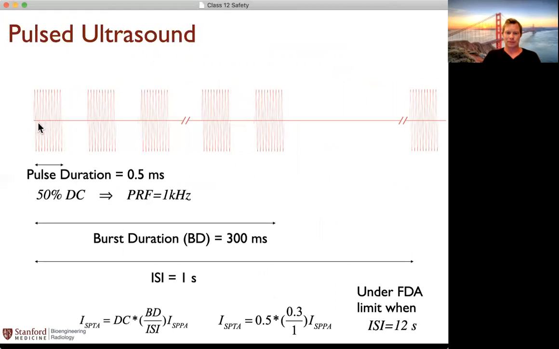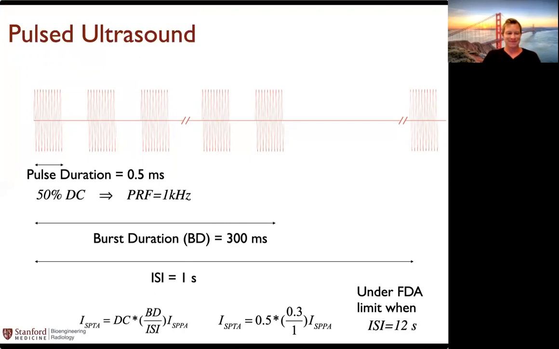Even if we do a series of bursts, so we have a 50% duty cycle here, so that we get that 0.5, and then we have a burst duration of 300 milliseconds repeated at 1 second, that's another 0.3, and so that's 0.15, and we'd have to have an interstimulus interval of 12 seconds in order to be under that ISPTA. And 12 seconds is a really long time. So it was interesting to me to work through the numbers, to see how to stay under all of the limits.